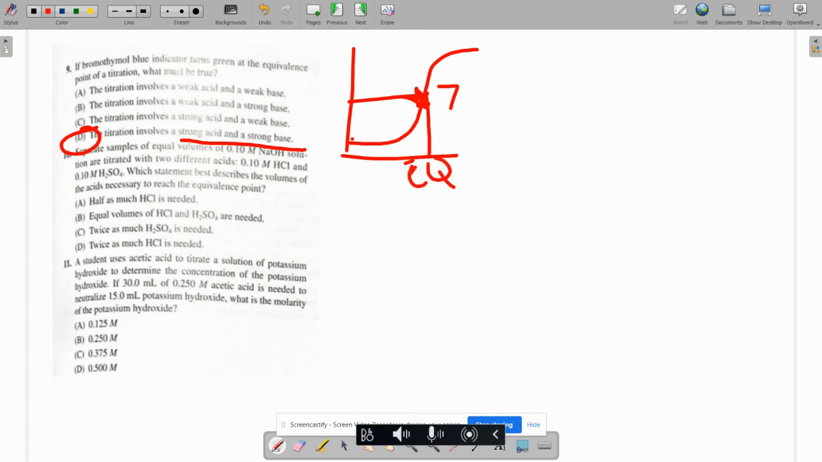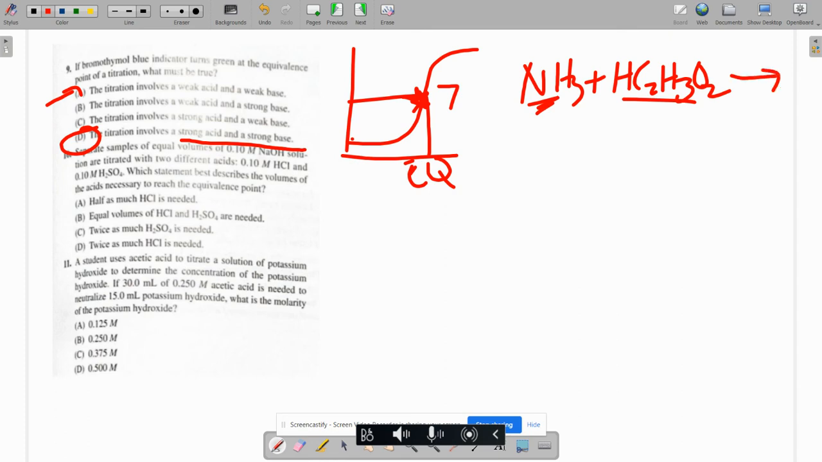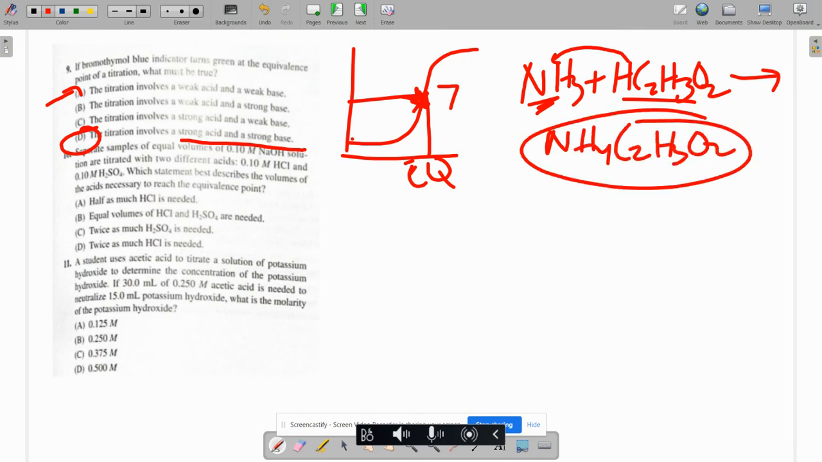Now you may have thought about choosing choice A, because a titration involving a weak acid and a weak base could have an equivalence point close to 7, but it really depends on what the weak acid is and what the weak base is. You might remember that in the lab, we titrated NH3 with acetic acid, so it was weak with weak. And basically the H got donated and you made ammonium acetate. So this is what was present at the equivalence point.